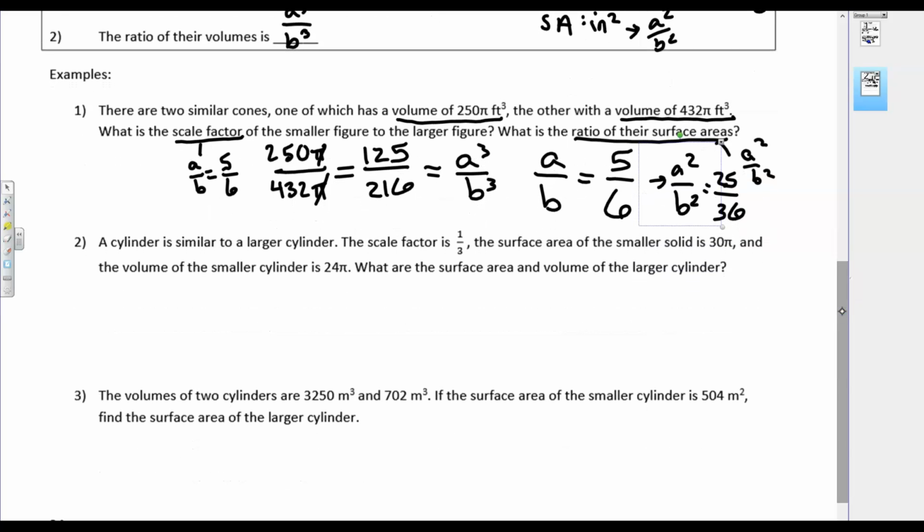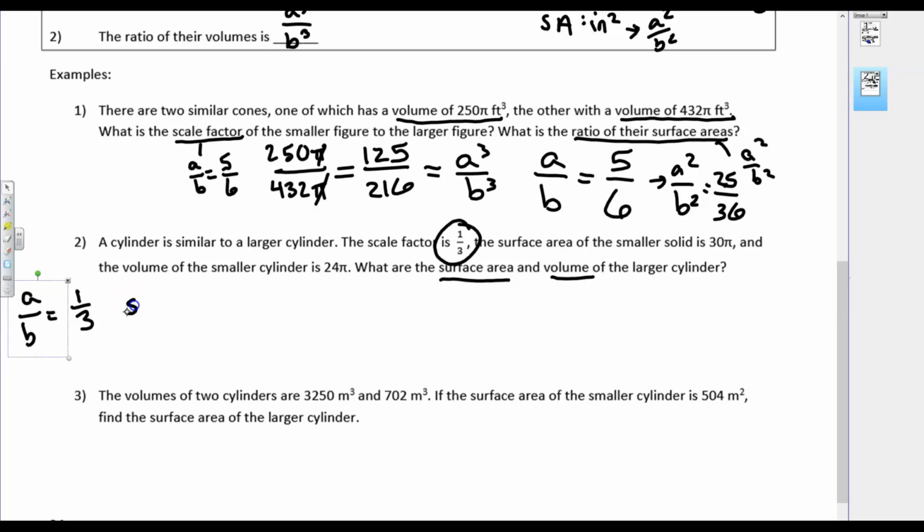In number 2, a cylinder is similar to a larger cylinder. The scale factor is 1/3. The surface area of the smaller solid is 30 pi, and the volume of the smaller solid is 24 pi. What are the surface area and volume of the larger cylinder? I like this problem because it actually gives me a over b as 1/3. But I want to find two other things: the surface area of the larger cylinder and the volume of the larger cylinder.